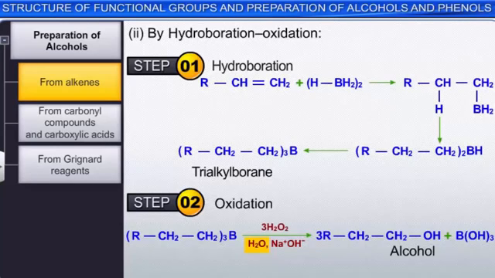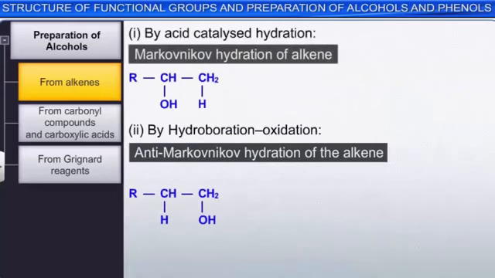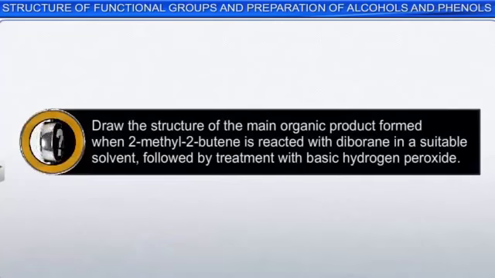A particularly useful feature of this synthetic route is the resulting anti-Markovnikov hydration of the alkene. In contrast to acid-catalyzed hydration, hydroboration oxidation results in the hydroxyl group attaching to the carbon with more hydrogen substituents. Let's do a practice problem. Draw the structure of the main organic product formed when 2-methyl-2-butene is reacted with diborane in a suitable solvent, followed by treatment with basic hydrogen peroxide.